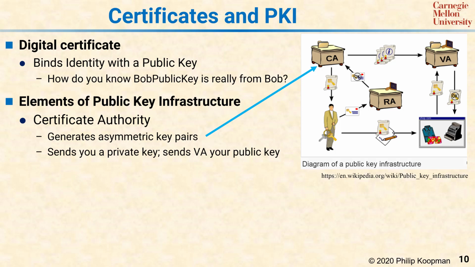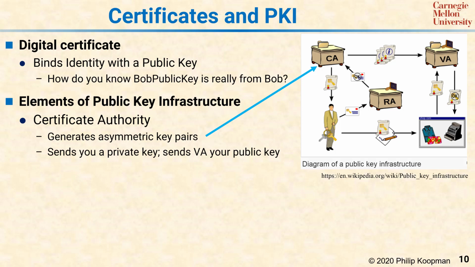So if you're Bob and you want to prove to everyone else you're Bob, you go to the CA and you say, "Could you please give me a key pair?" And the CA says, "Here's your private key. And by the way, here's your public key, and I'm going to let everyone know, part 1, that this is your public key, and part 2, that you are who you are, by sending this information to other folks."